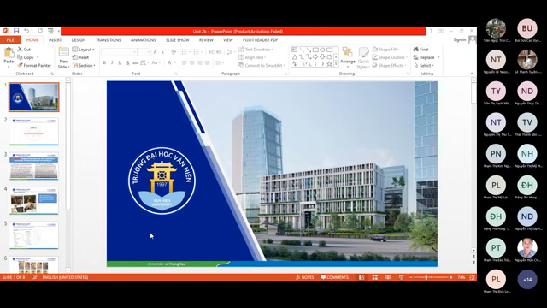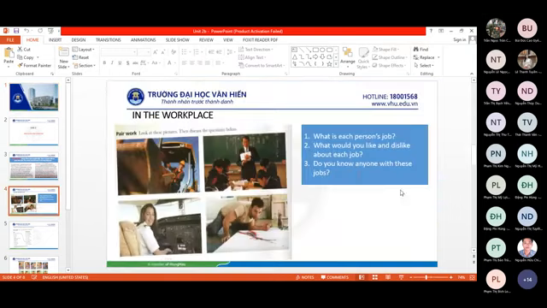Now, we continue with our unit 2 about the topic of jobs. Before you give a talk on your job, I want you to do something first. Look at the picture here. You see the 4 pictures, right? Can you guess the job of the people in these 4 pictures? Question number 1: what is each person's job?